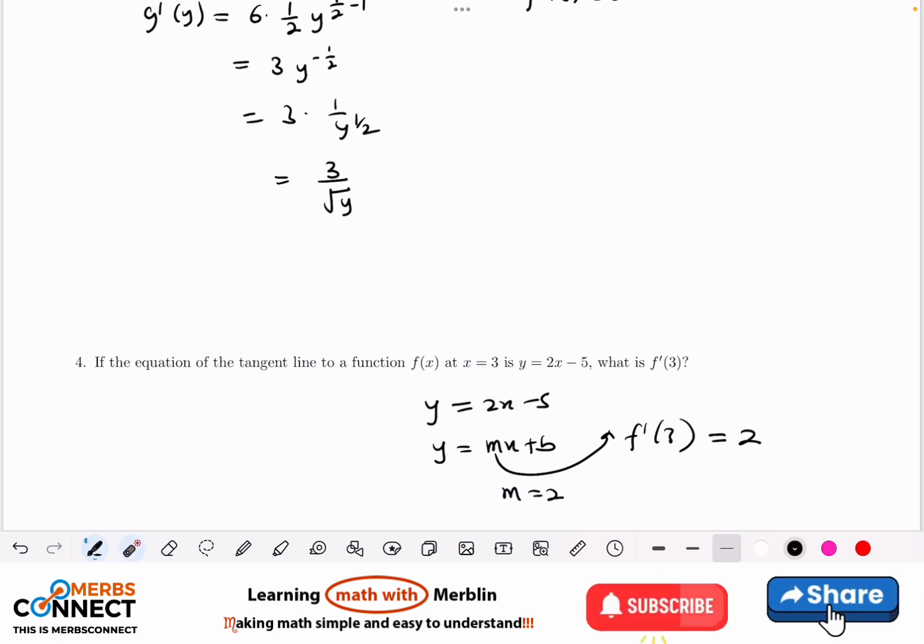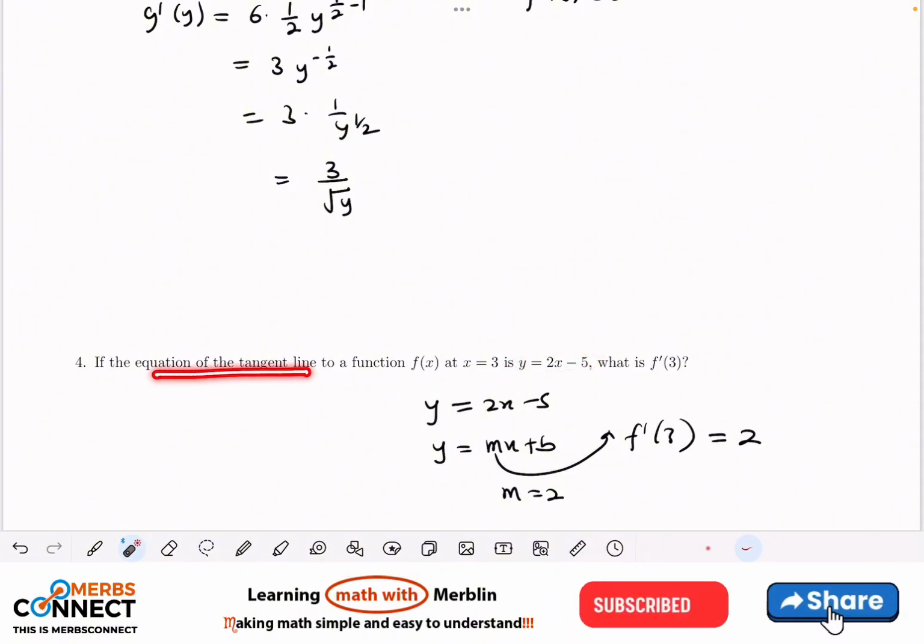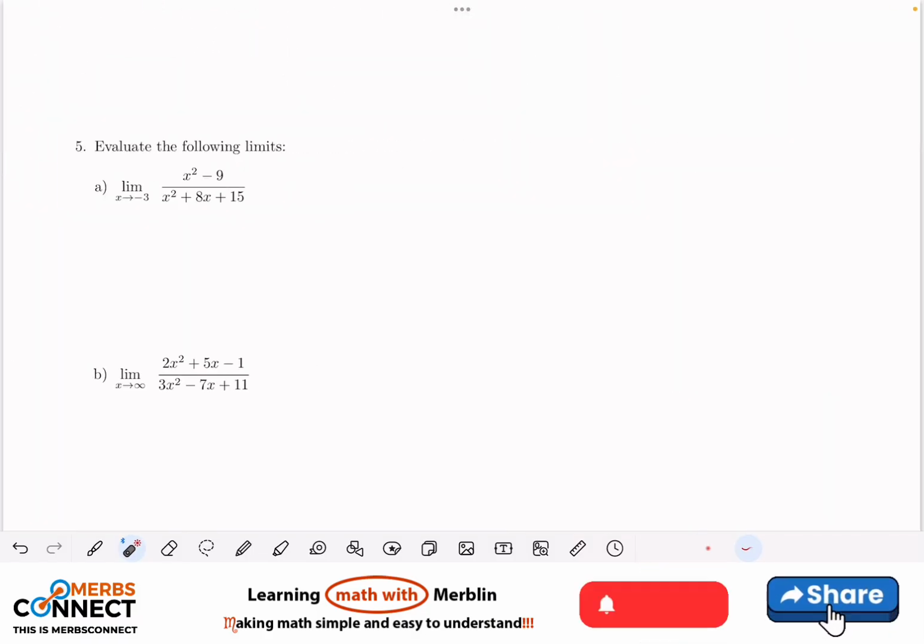You don't need to do a whole lot of work. What you need to know is this equation right here is the equation of the tangent line. So you don't need to differentiate this and then plug in 3. Maybe when you do that, you are going to get it right, because when I differentiate this, I'll get 2, and when I plug in 3, I'm going to get 2, which is also right. But the best way here is to know that this is the tangent line, and this will be the slope, and then the slope is the same as f prime of 3, right? Let's do the last question here, 5.